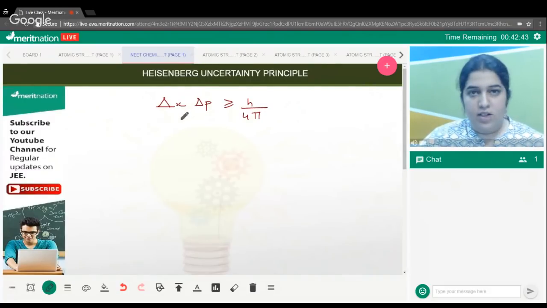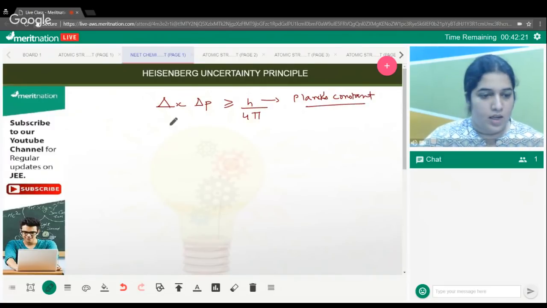Now, when we need to solve the numericals, when these uncertainties are provided to us, what do we do? We make this inequality sign as equal. We just put it equal to this. We put the value of h, we put the value of pi. h is our Planck's constant.